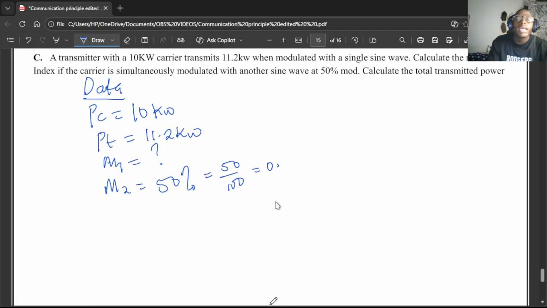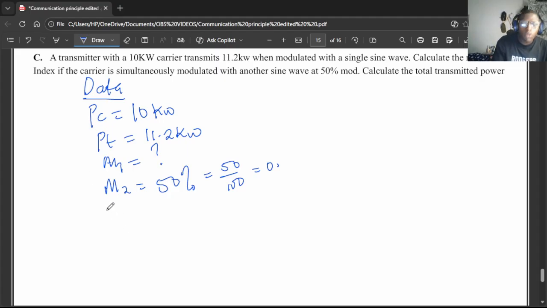Let me see if you are following. Now, since you are not given your first modulation index, your interest is to calculate for your M1. Now, remember, we are not done. They said calculate the total transmitted power. They are now asking us again to calculate what? The total transmitted power. Now, before we calculate the total transmitted power, let's first of all calculate your M1. Now recall from the question we are given PC and we are given PT. So what equation are we to use?